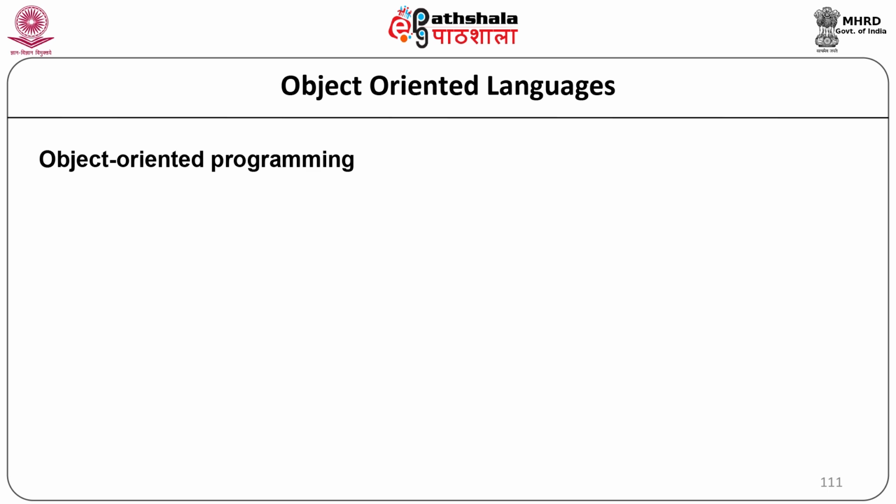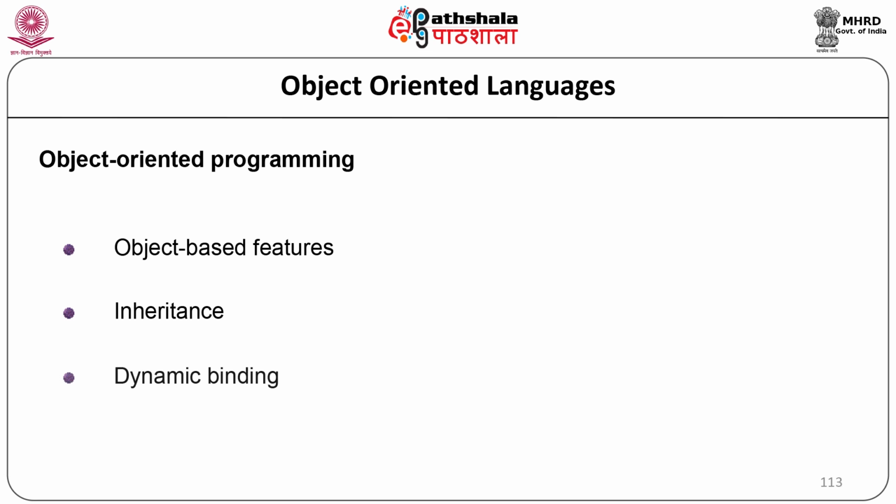Object-oriented programming incorporates all the object-based programming features along with two additional features, namely inheritance and dynamic binding. Object-oriented programming can therefore be characterized by the following statement: object-based features plus inheritance plus dynamic binding.